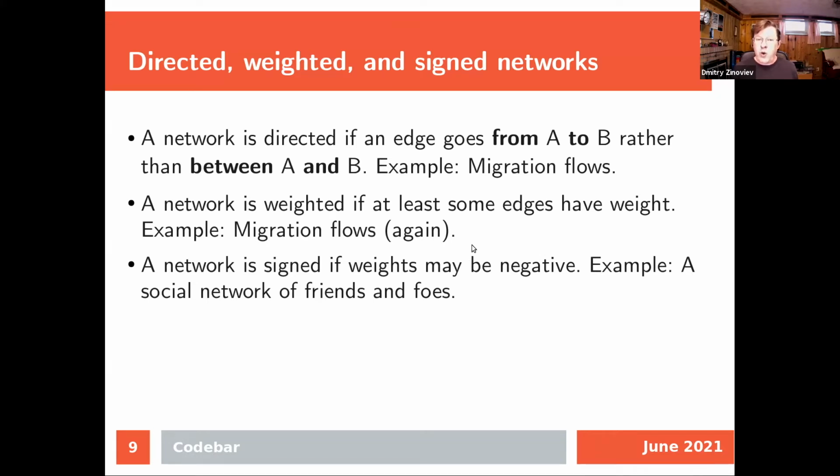A network is called weighted if at least some edges have weight. So we do not treat edges just like straight lines, but we think of them as thin and thick lines. Some connections may be stronger, some connections may be thinner. Migration flows would be again an example of a weighted network. So a network of migration flows is weighted and directed at the same time. And if we allow negative weights, a network is called a signed network. For example, a social network that combines friends and foes would be a signed network. Sometimes the relationship is positive, sometimes the relationship is negative, with a negative sign.